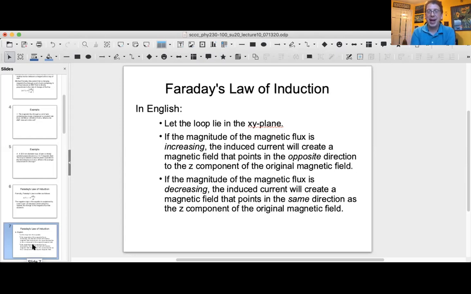So if the magnetic flux is decreasing, then the induced current will create a magnetic field that points in the same direction. And so this goes back to the previous chapter. If you have an induced current, that induced current is going to create its own magnetic field. And that magnetic field will oppose the change in the magnetic flux that caused it, whatever that was. And so that's basically how that works.